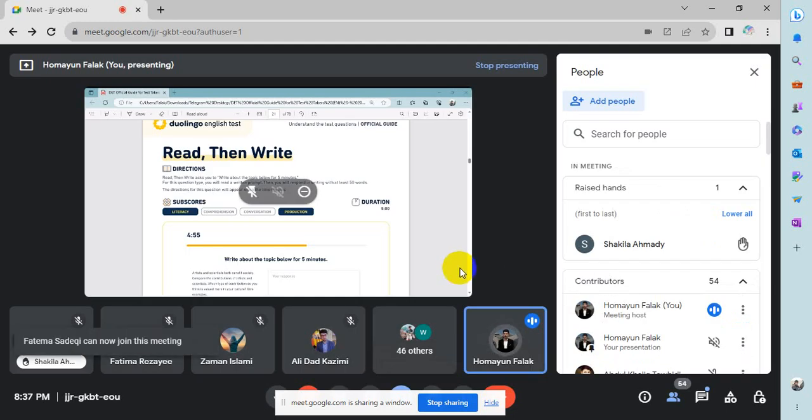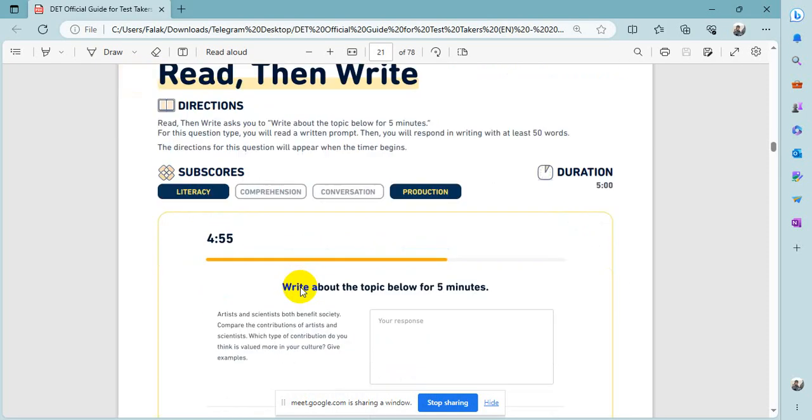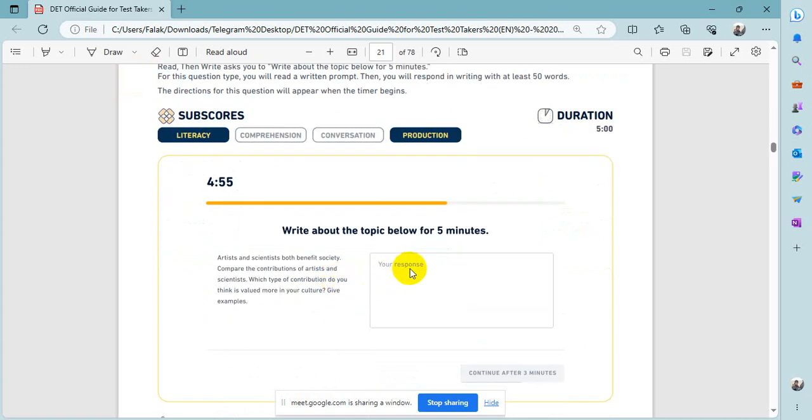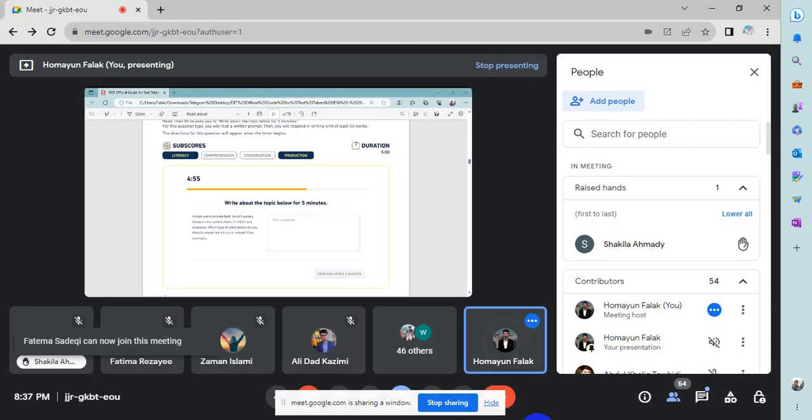For 50 words, and you have just 5 minutes for that. According to the scores, this question type goes to the literacy and production score. It means if you do well in this question type, your literacy and production score will increase. And that's it. You have 5 minutes for this question, and it's worth mentioning that you don't have any time for preparing for this question, okay?